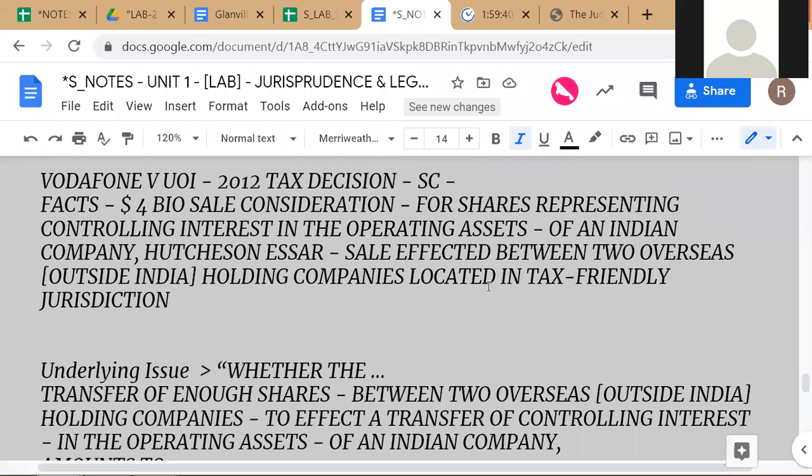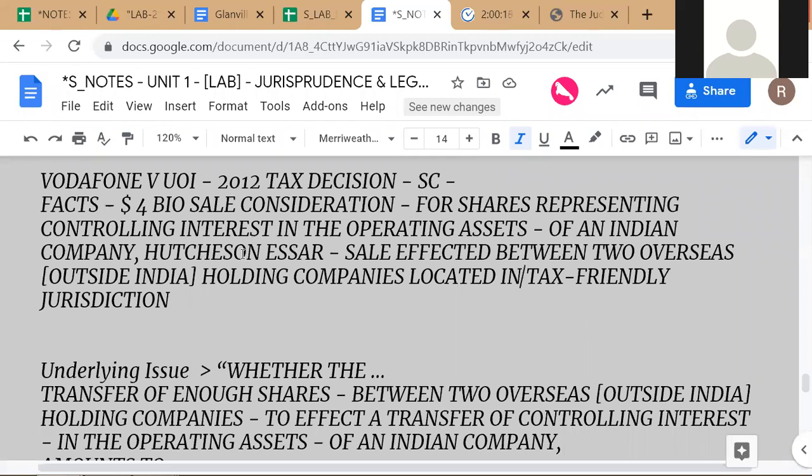So you can see this is a very common practice, where you have holding companies located in tax-friendly jurisdictions: the Cayman Islands, the British Virgin Islands, Bermuda, and in the UK, Jersey and the Channel Islands. So the sale of the shares representing the controlling interest happened between these two overseas holding companies, one belonging to the Vodafone Group and one belonging to Hutchison SR.